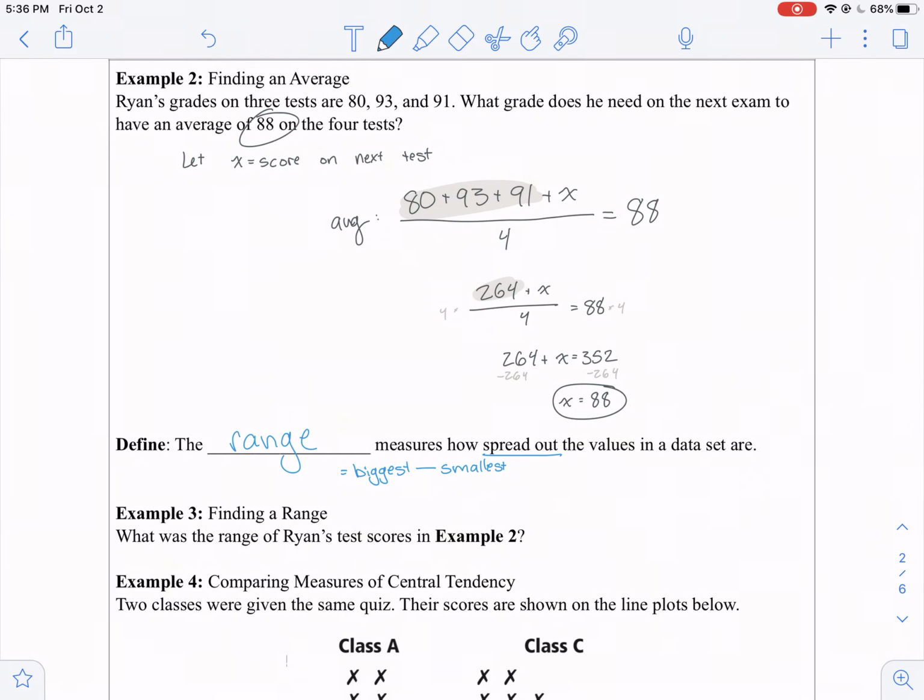So if we took the range of Ryan's test scores, his highest test score was a 93, and his lowest test score was an 80. So 93 minus 80 is 13. So the range of his scores was 13.